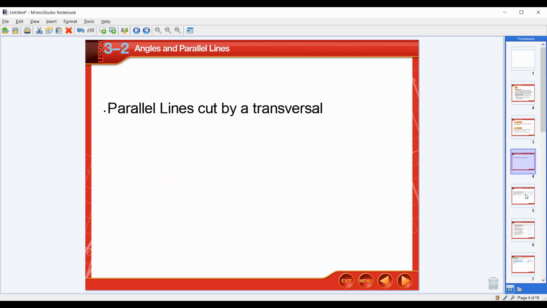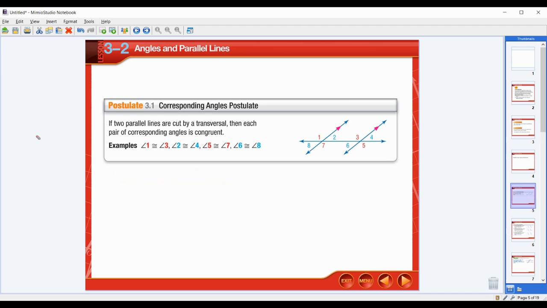I know we talked yesterday about what parallel lines are as well as a transversal. So getting started here, first one up is the corresponding angle postulate. We're going to learn about all the angle relationships we learned yesterday, and what these angle relationships look like if we have parallel lines. As you can see from these pink arrows on these lines, we can see that these lines are in fact parallel.